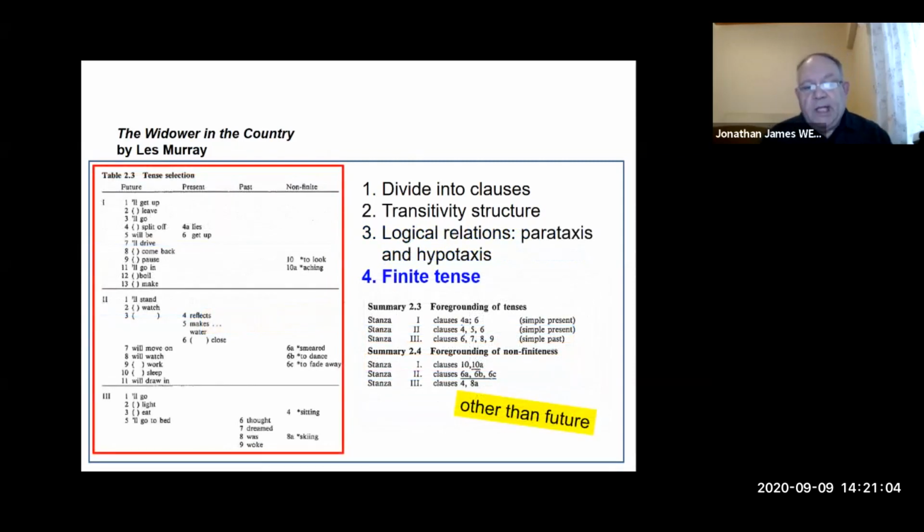Tense. What about the tense? Well, notice that most of the tense is, if you take a look at it on your screen, the future tense. I'll get up, I'll leave, I'll go, I'll split up. You see, so much of it is future. I'll do this, I'll do that. You have some examples of present. You have past in that last sentence. And you have some non-finite verbs as well. And so what we are saying is the background is the use of future tense. Anything other than future is foregrounded.